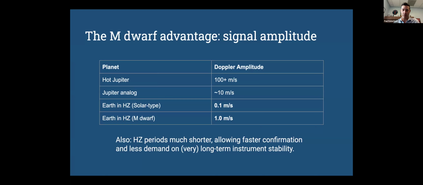And so that, in multiple ways, places less demand on your instrumental stability because you still need really good night-to-night stability, potentially extreme precision for some of the planets that I'll highlight later in this talk. But if you have a zero point offset between observing seasons, that doesn't end the ball game like it would for a planet in a 1 year orbit, like we're trying to get with sun-like stars.